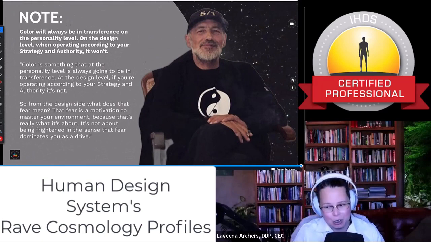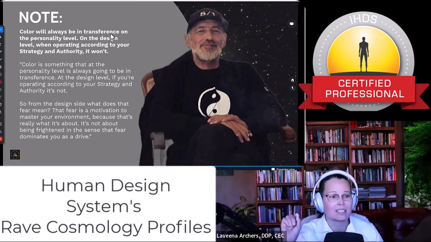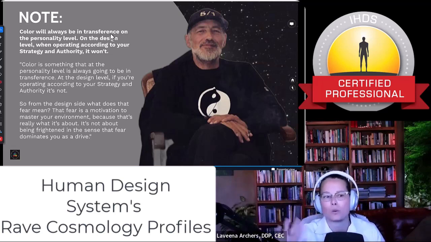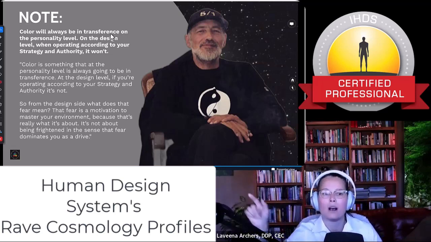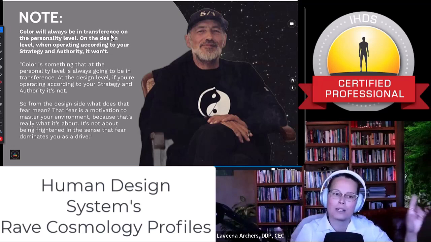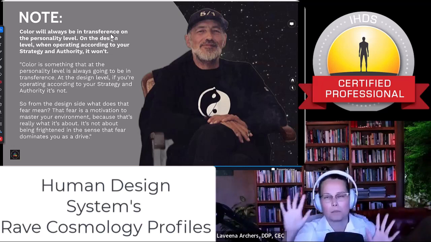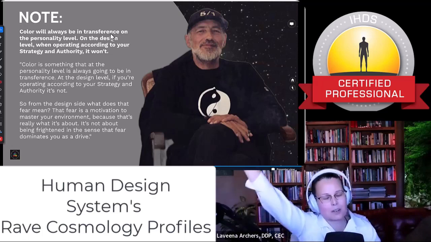And one last note from Ra before I let you go. Color will always be in transference. You heard me say this, I want to reiterate. At the personality level, it's all okay. You're not trying to fixate or lock it in to a specific way of being. Just be aware. On the design level, when you're operating in alignment with your strategy and authority, it won't. Color on the personality level is subject to transference. That's the drama of profile. What to do? It is what it is.